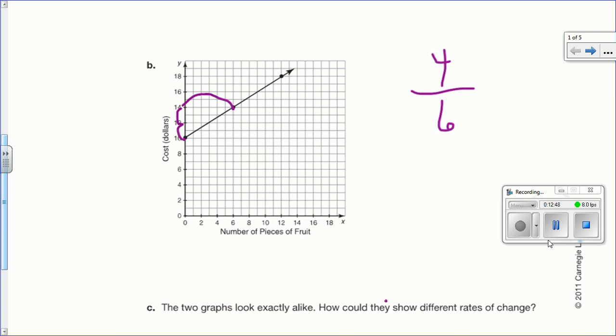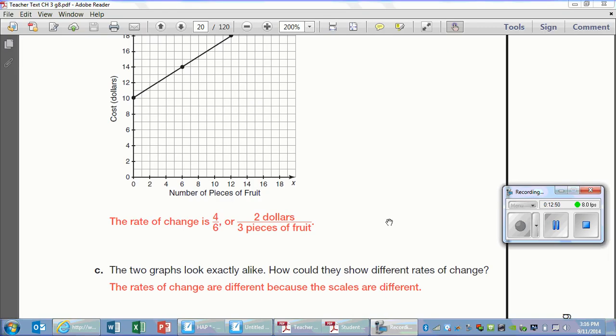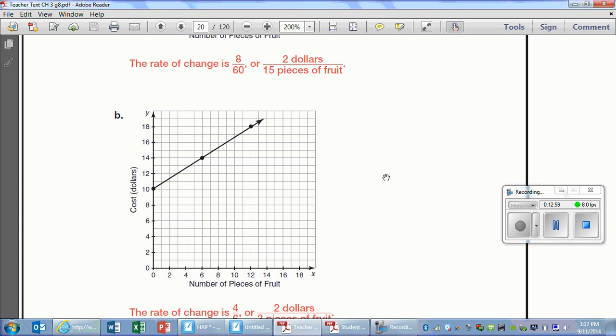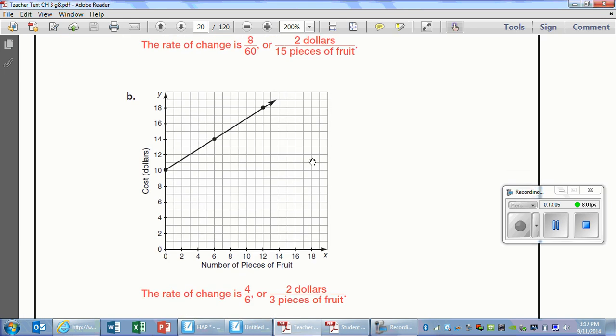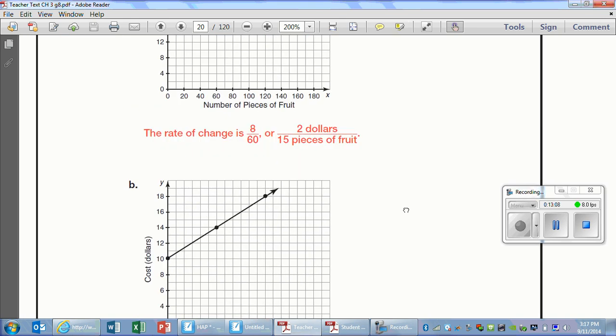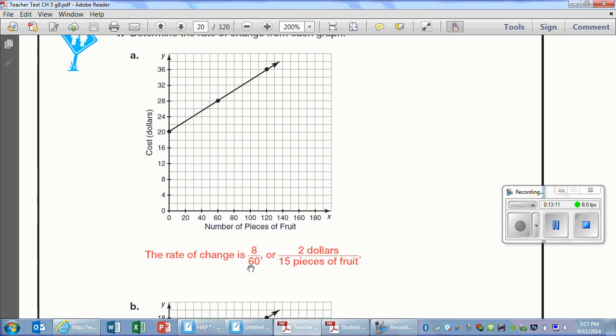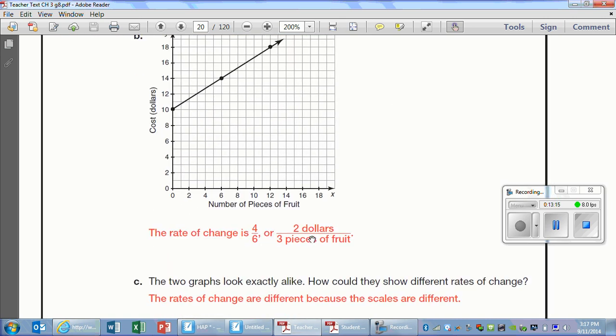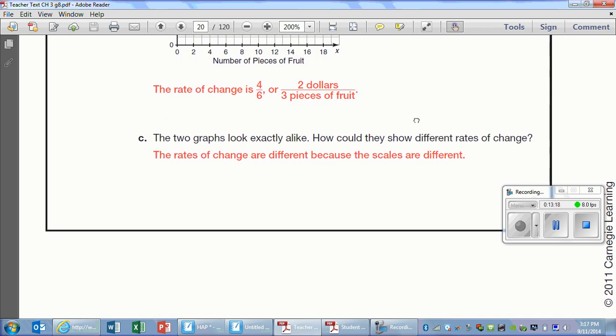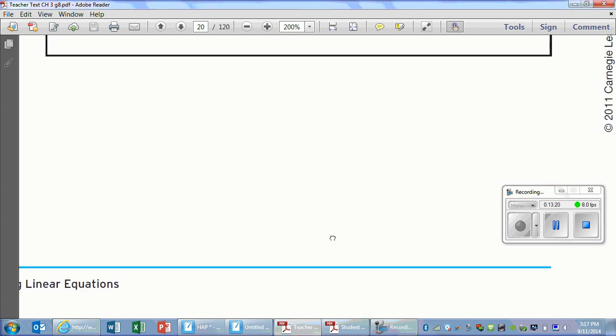Do C. Go. There are lots of possible answers we could have said for C. The rates of change are different because the scales are different. In B, we counted up to 20. On A, we counted up to 40. So this one shrunk. The problems are different problems. Here again, we got 8 over 60, or $2 for 15 pieces and $2 for 3 pieces. So it is different. All right, next question.